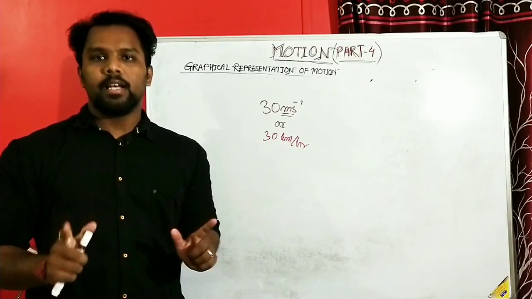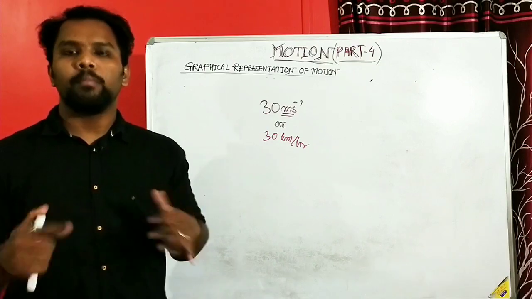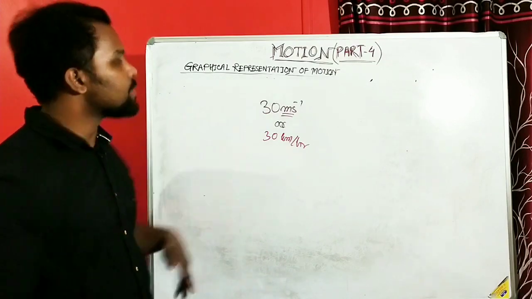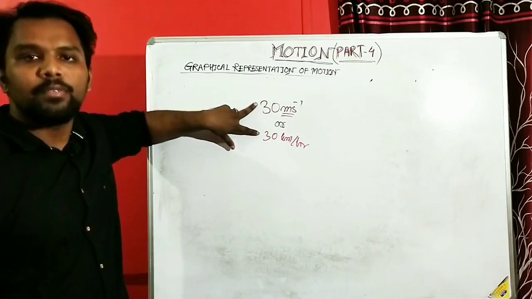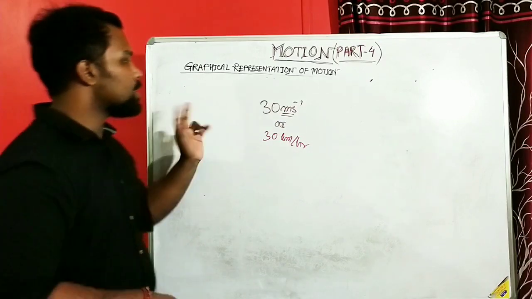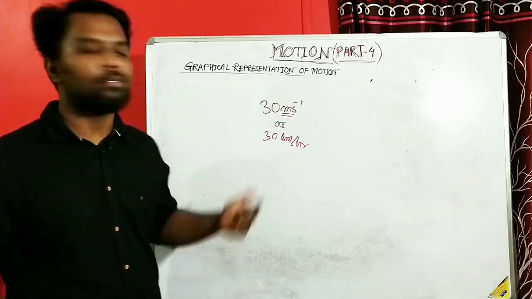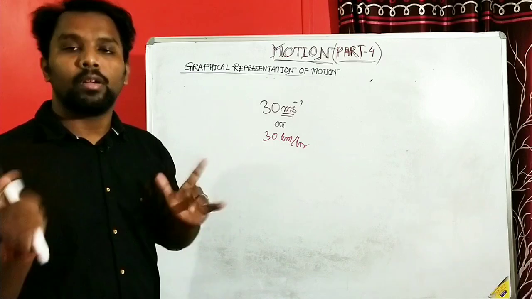Clear? Okay, this is the time to find out the winners' names. Who gave me the correct answer to my last question? My question was: between these two velocities, 30 meters per second and 30 km per hour, which is going to have the higher velocity?